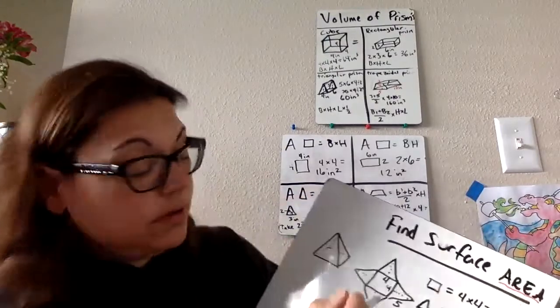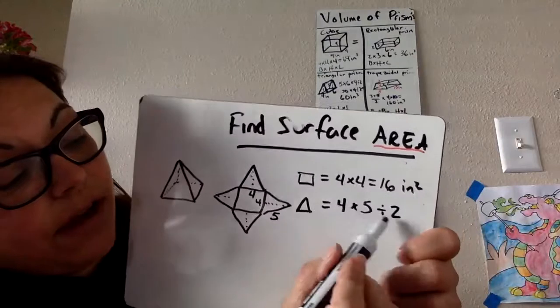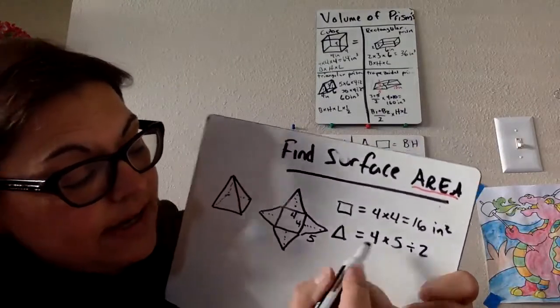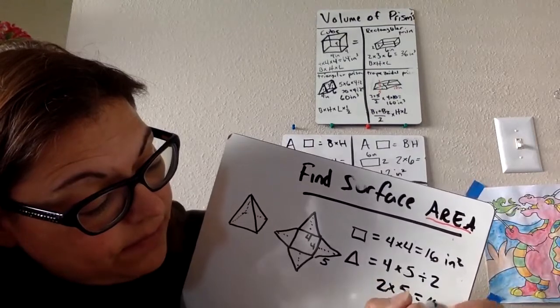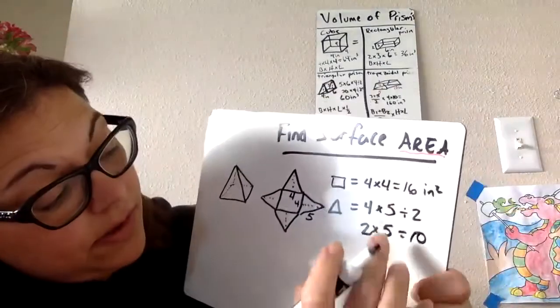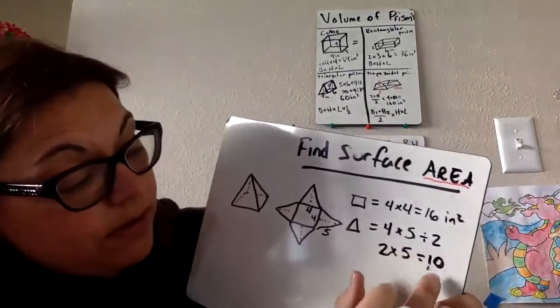Divide by 2. Okay, and divide by 2. So I see that my 4 there, that's even. I'll go ahead and even that out. So I would have 2 times 5, which is 10. Okay, not done. Not done, because you know that we have 4 triangles that we gotta do.